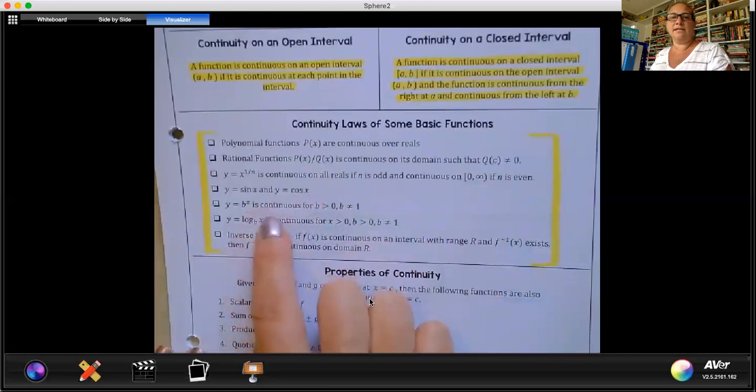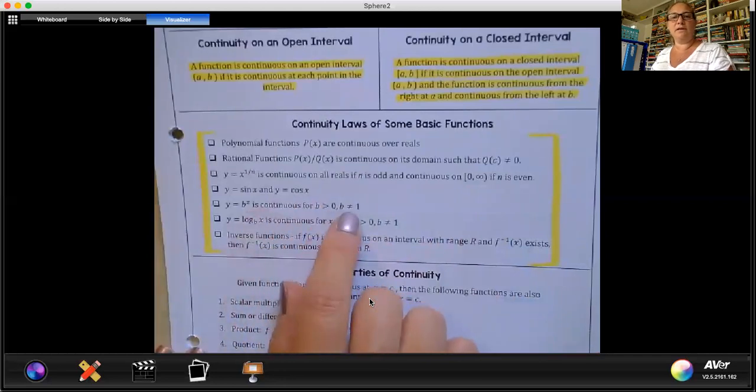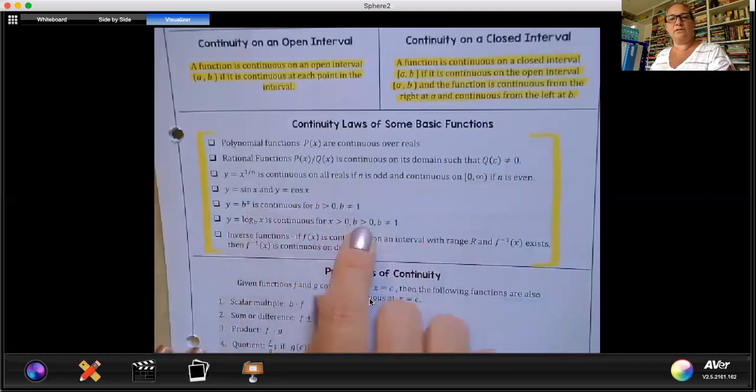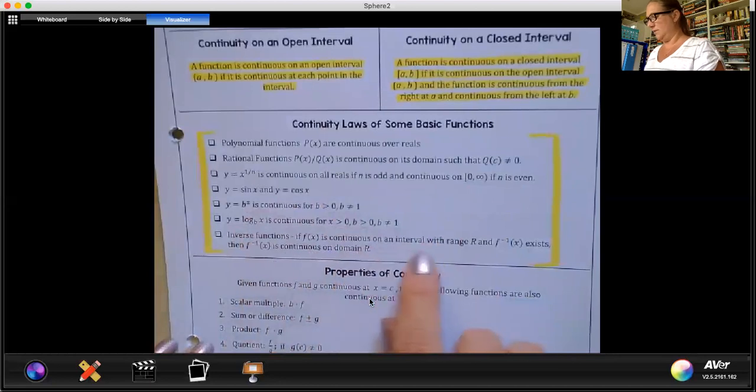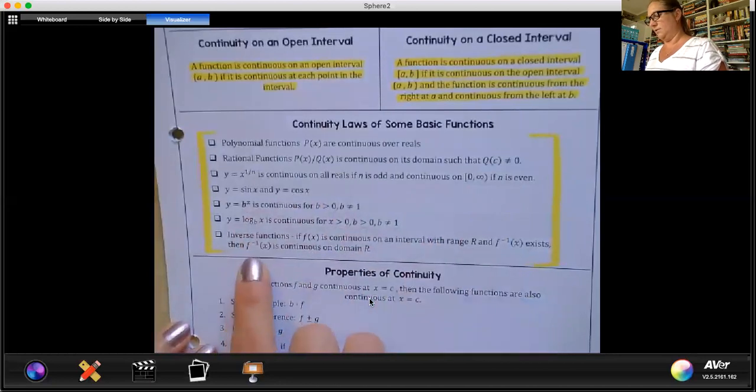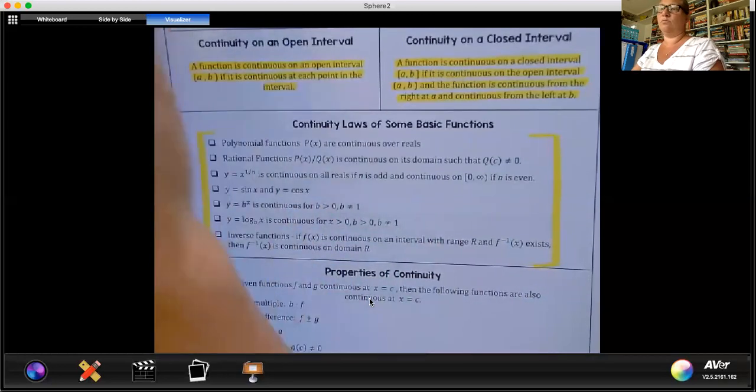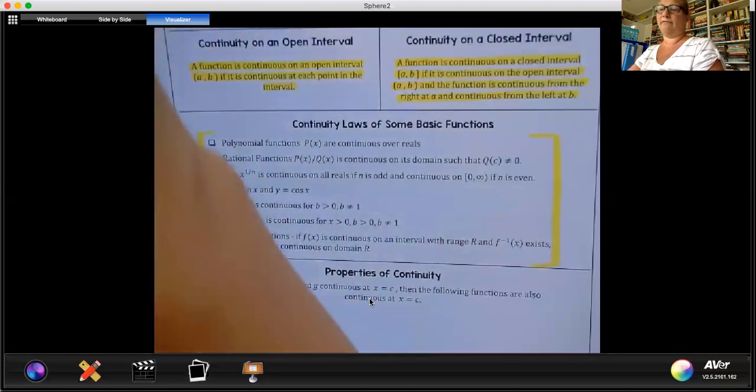B to the x is continuous as long as b is greater than 0 and not equal to 1. Log base b of x is continuous as long as x is greater than 0, b is greater than 0, and b is not equal to 1. And inverse functions are continuous if f of x is continuous on the interval with range r and the inverse exists, and then the inverse is continuous on the domain of r. All of that is much more clear when you are able to see a graph.